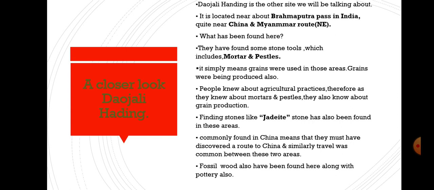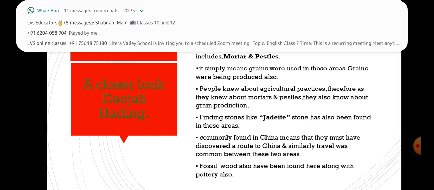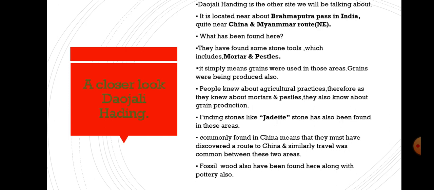Now many mixer grinders and many new technologies have come, but still in many Indian houses you will see a big stone with a cylindrical stone. Two stones are there, and it is used generally to grind the grains. So the finding of mortars and pestles simply means that grains were used at that time in those areas. Which areas? Daojali Hading. We are talking about that area only. So grains were being produced also. If grains have been found there, grains have been produced there also.